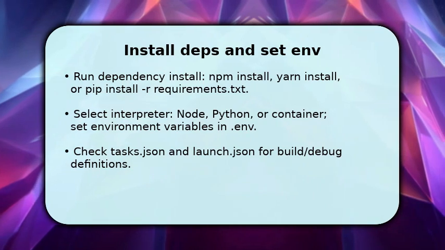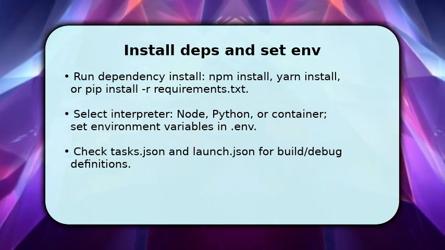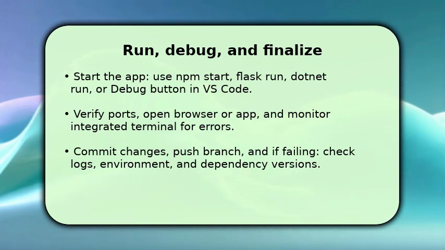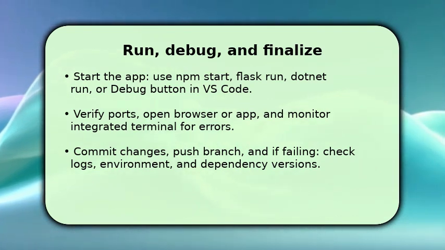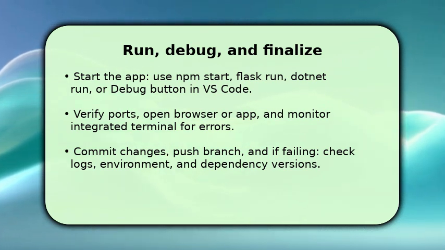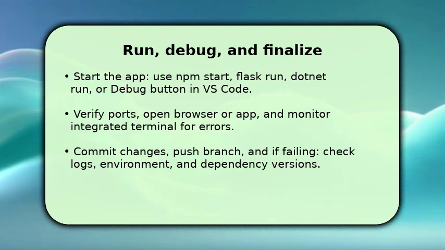Press F5 or run the repository command: npm start, python -m flask run, dotnet run, etc. Make sure the port is free and open the app in your browser. The integrated terminal shows runtime logs and errors. When done, commit and push any changes.